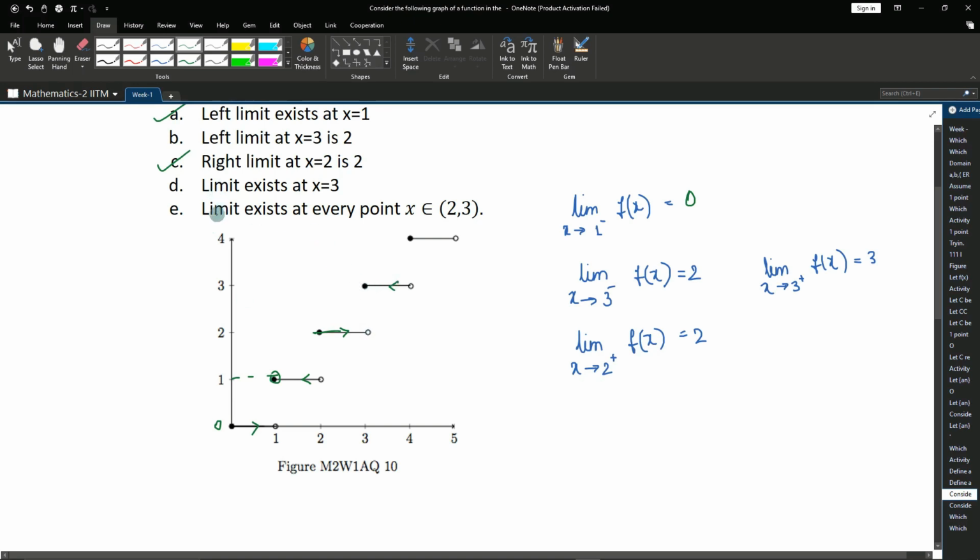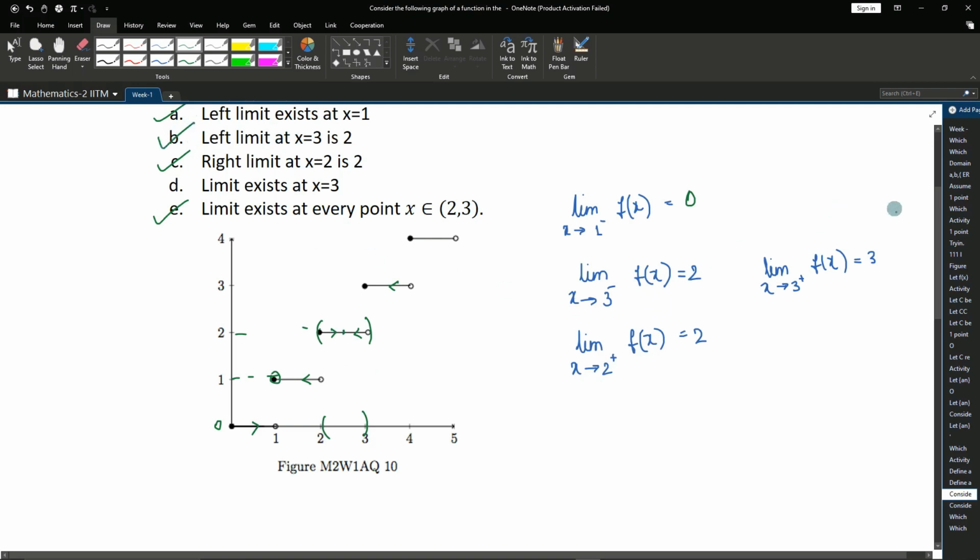So what about the last option? The limit exists at every point in 2 comma 3. In 2 comma 3, the left hand limit as well as the right hand limit tends to the value 2. So therefore the limit exists at all points in 2 comma 3. And what about the second option? Again, we know that the left limit at x equal to 3 is 2.